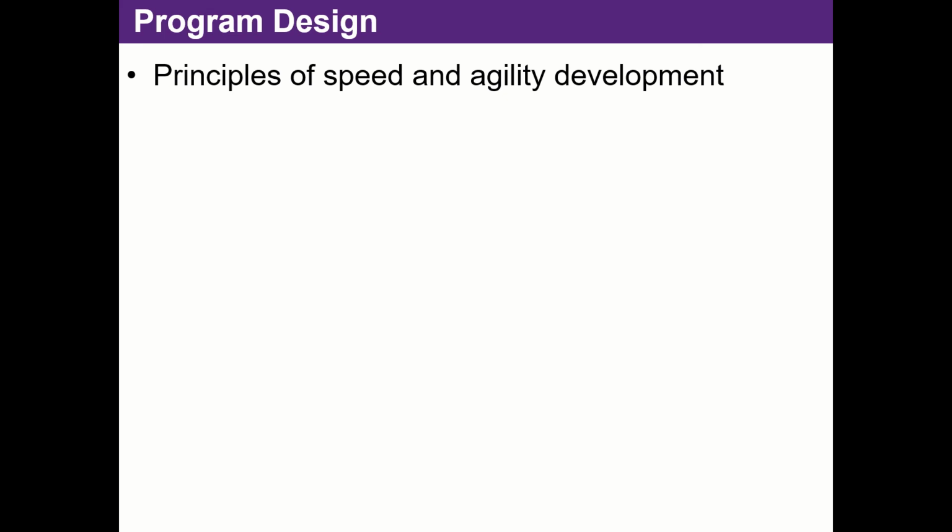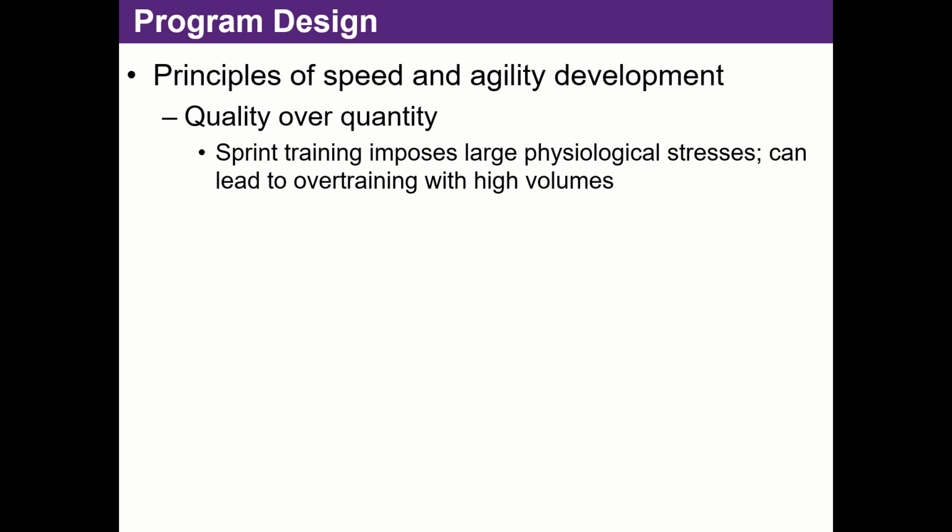All right, so in terms of program design, with respect to the principles of speed and agility development, we want to focus on quality over quantity. We want good reps, not a ton of reps, right? With our endurance athletes, we do want quality, right? But mostly with our endurance athletes, we're getting lots and lots of quantity, especially if we're thinking about somebody like a swimmer that does just huge volumes. If we're thinking about sprinting and agility, we go the other way. So really high quality, relatively low quantity for those athletes.